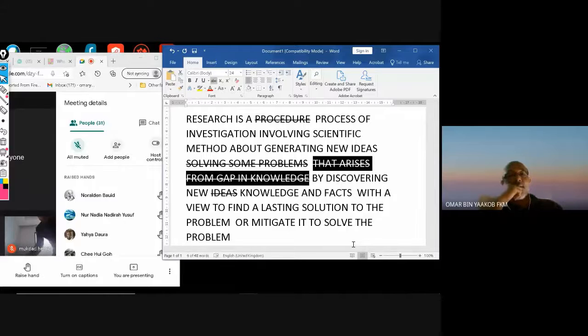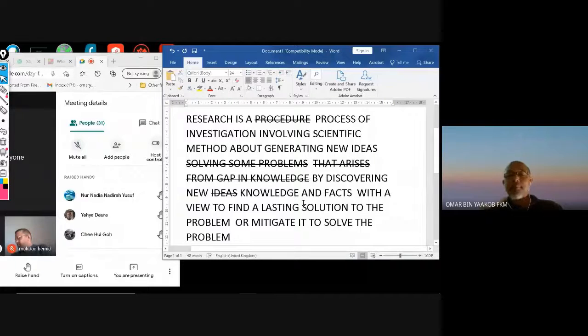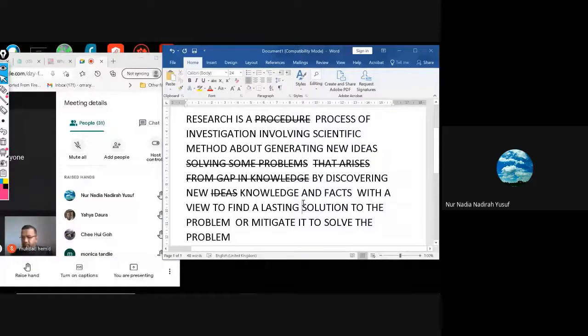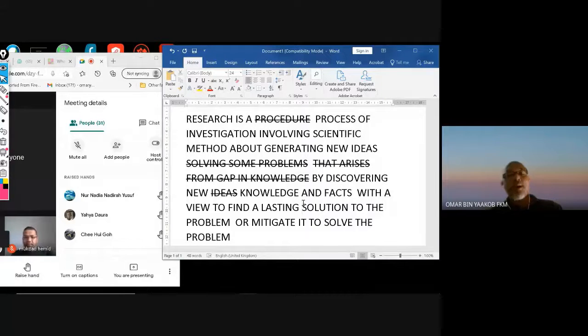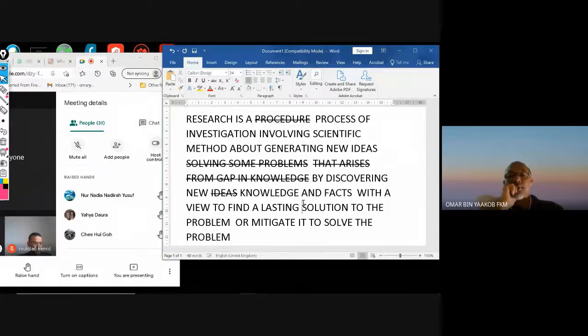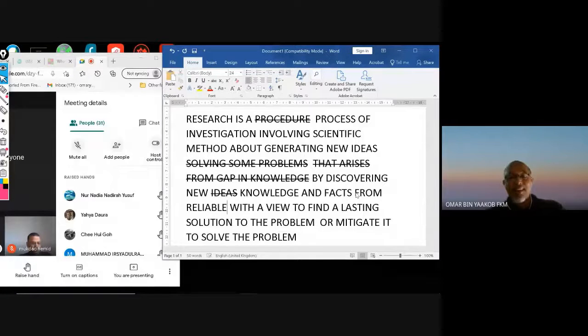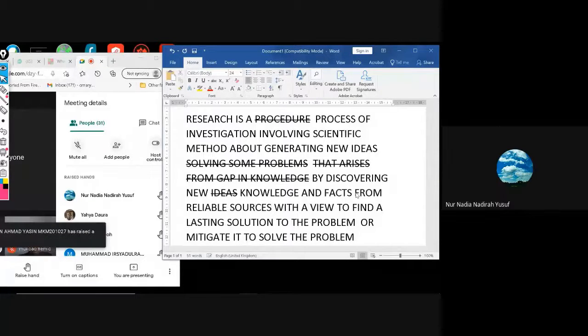Okay, Nur Nadia. Yes, Prof. I think reliable sources must be put somewhere. You must say where. Yes, I think we must put in by discovering new knowledge and facts from reliable sources. Wow, okay, now it gets longer. I thought somebody wanted to shorten this. I don't know how to cut it. Okay, no problem. This is good.